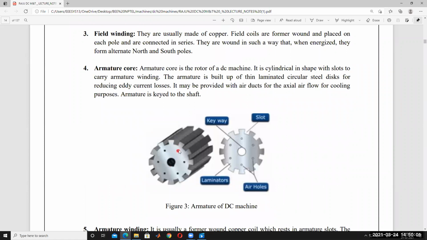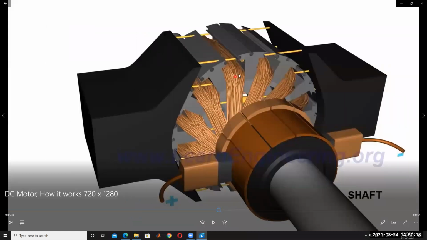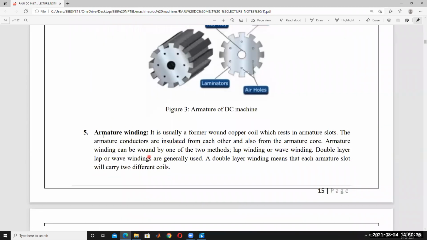The armature has different types of slots, and in these slots the winding is placed. The winding is placed in each slot. You can understand this using the animation video. In these slots, the windings are placed in this manner. The air holes are used to dissipate heat. And then the armature winding.